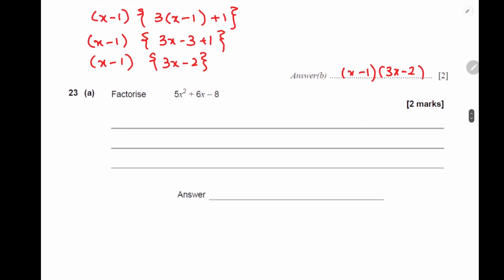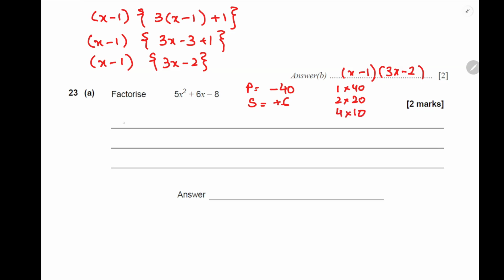Okay. Now the question from AQA. Again, I'm having a quadratic. I need to check for the common. There is no common, so I'll go by the midterm breaking method. 5 times negative 8 is basically negative 40. So this is my product target, and my sum should be plus 6. So 1 into 40, 2 into 20, 3 won't go, 4 into 10.